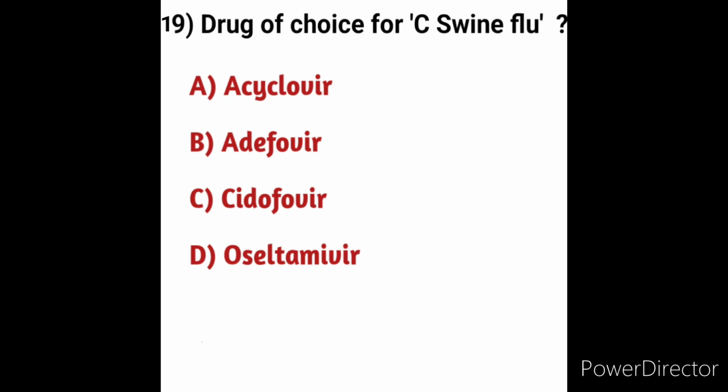The 19th question: drug of choice for swine flu. We already discussed this question in medical surgical nursing point of view part 2, question number 39. Just check it once. H1N1 influenza is also called swine flu. Option A acyclovir, option B adefovir, option C cidofovir, option D oseltamivir. Option D oseltamivir is the drug of choice for swine flu. Next we will move on to question 20.